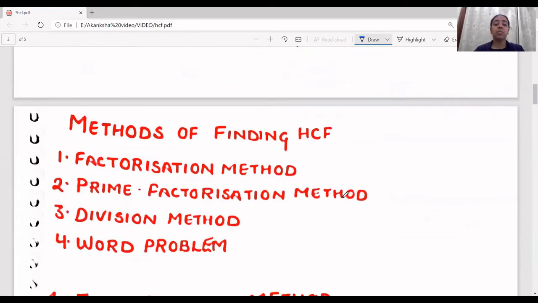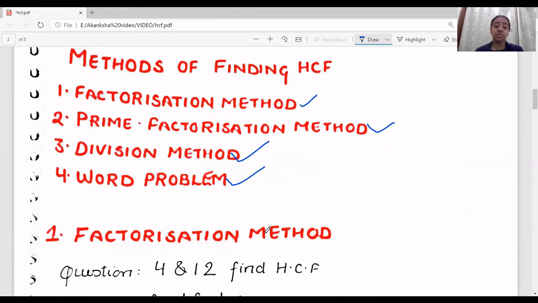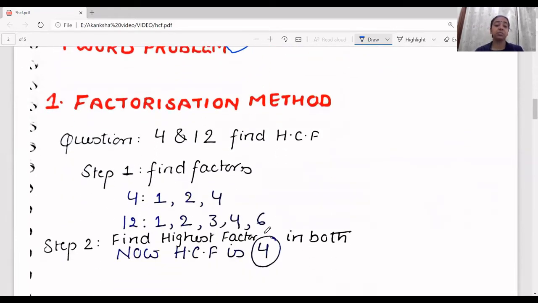Now there are a lot of methods available which help us in finding the highest common factor. So what are the methods? Let's read it once. Factorization method, and the second method is the prime factorization method. We also have a division method and a word problem method. Now let's understand them, starting from the factorization method.